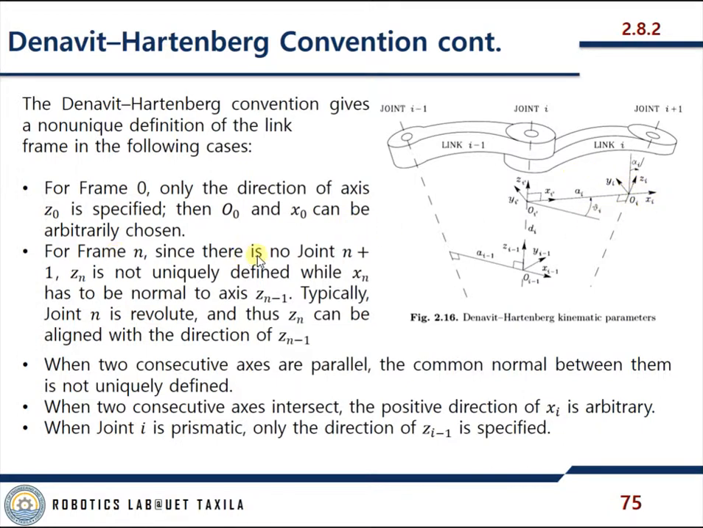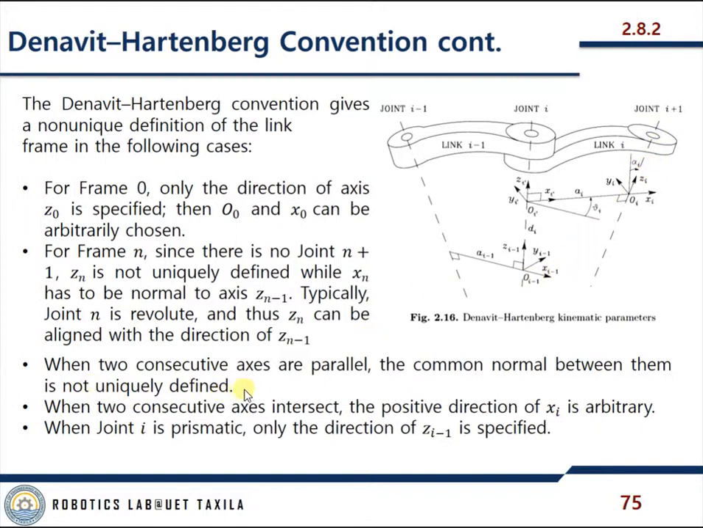For frame n, there is no joint n plus 1. So Zn is not uniquely defined, and you can define it in any way you want, while Xn has to be normal to axis Zn minus 1. Typically joint n is revolute, and thus Zn can be aligned with the direction of Zn minus 1. So if there is no joint, you can align Zn with Zn minus 1.